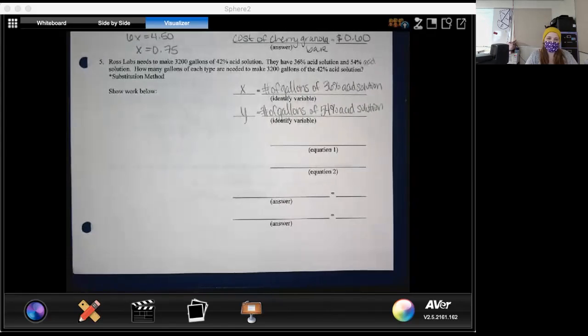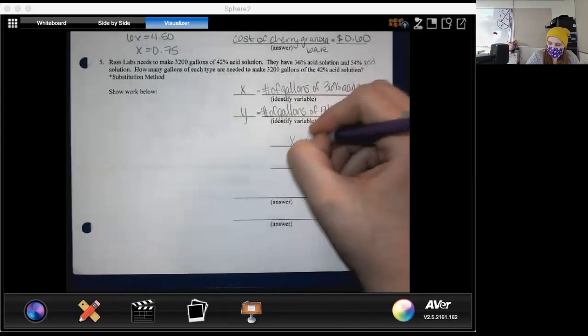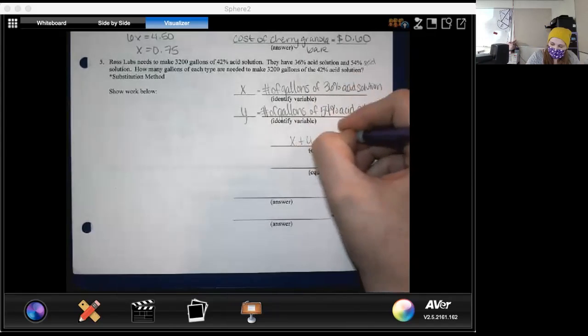Okay, these equations for number 5 have some similarities to number 3, not a ton, but some, in the sense that the equations are not exactly given to you word for word in a sentence. You kind of have to piece pieces of information together. So what would be one of the equations for number 5? Good, x plus y equals 3,200. That's the easy one.